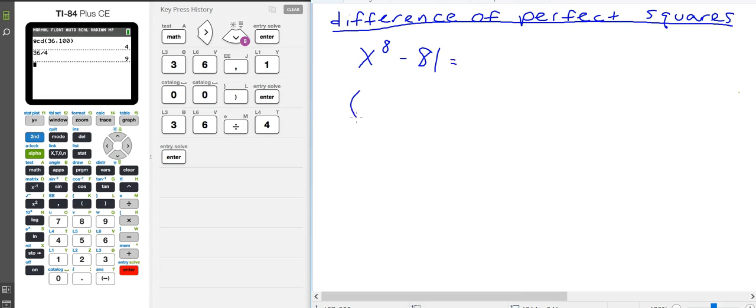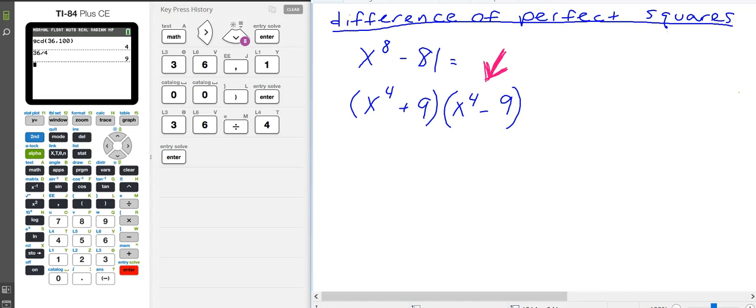So we take the square root of the first term, the square root of x to the 8th is x to the 4th. We add to that the square root of the second term, the square root of 81 is 9. Then we multiply that by the square root of the first term, which is x to the 4th. We subtract from that the square root of the second term, which is 9. If the question asked you to factor completely x to the 8th minus 81, this would not be your answer, because if you notice, we still have the difference of two perfect squares within those parentheses.